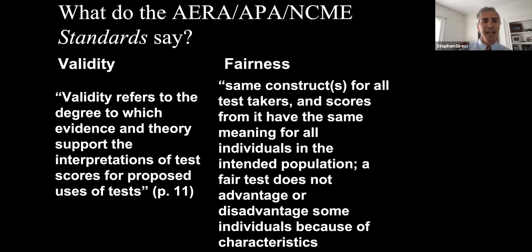Well, if we look at the standards, here's what the standards say about validity. We saw this before. Validity refers to the degree to which evidence and theory support the interpretations of test scores for their uses. And with respect to fairness, the standards say fairness means we're measuring the same construct for everybody, and the scores have the same meaning for everybody. So a fair test is not going to advantage or disadvantage individuals because of characteristics. So they're not the same thing. We need validity to have fairness, but they're not equal.